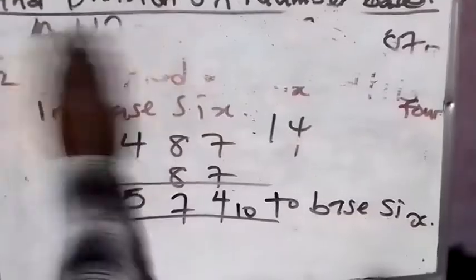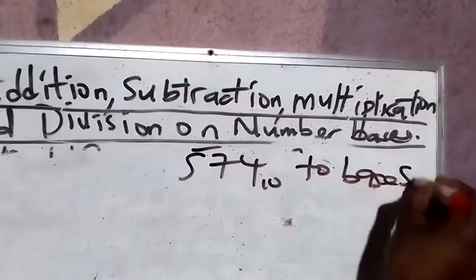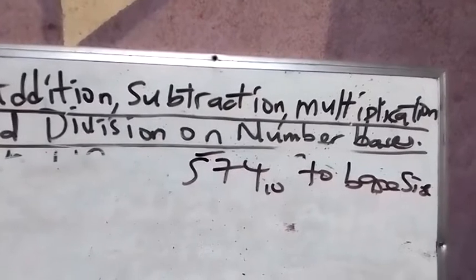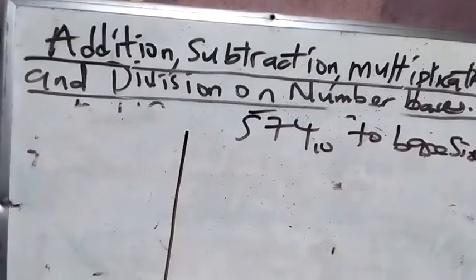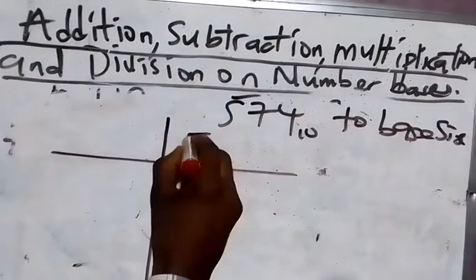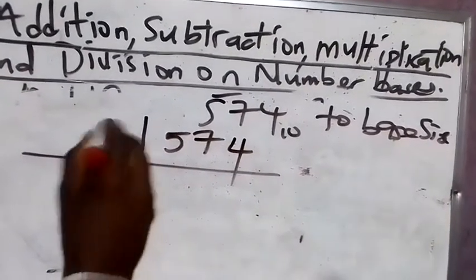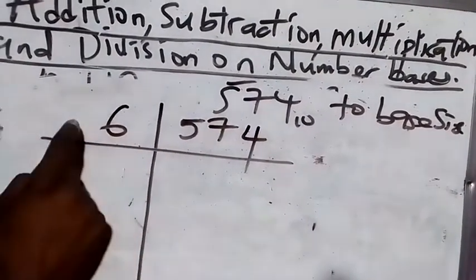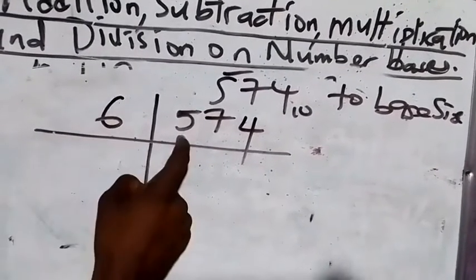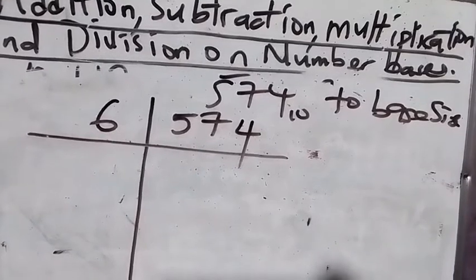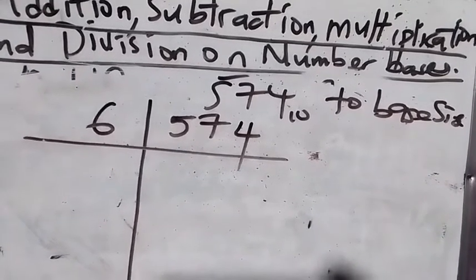What kind of division? 6. So you're going to do something like this. That will be 574 divided by 6. So 6 cannot go in 5. So you say 6 in 57. 6 in 57 is going to give us 9. Because 6 times 9 is 54.